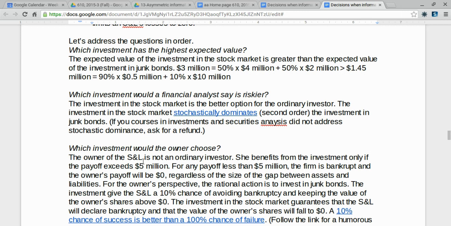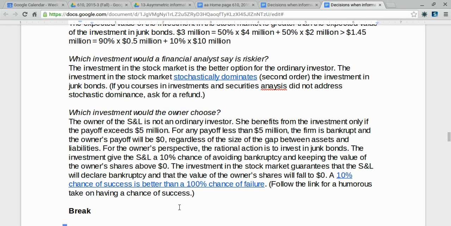Which investment has the highest expected value? The expected value of the investment in the stock market is greater than the expected value of the investment in junk bonds. The expected value in the stock market is $3 million. $3 million equals 50% times $4 million plus 50% times $2 million. That's greater than the expected value of the junk bonds, which is 1.45 million. 1.45 million is 90% times 0.5 million plus 10% times 10 million.